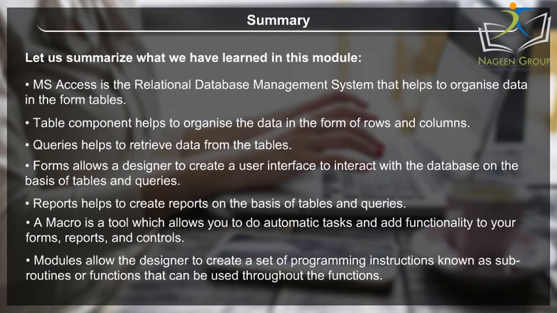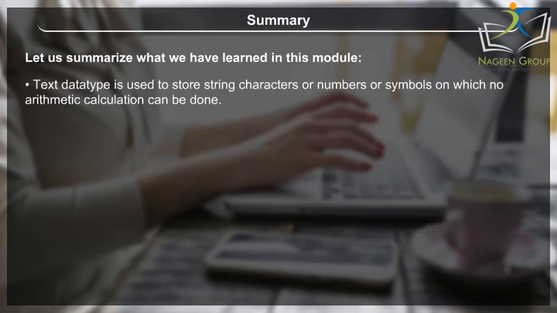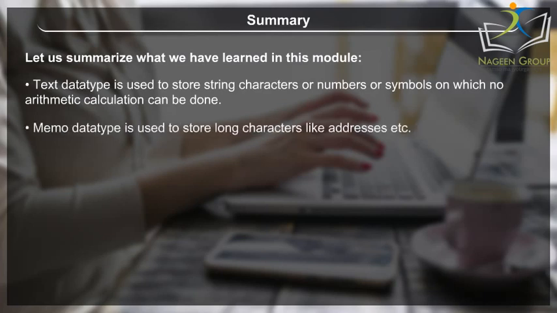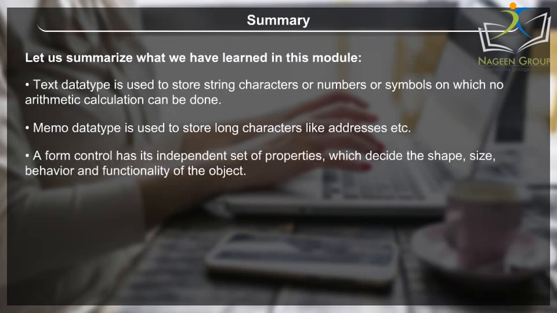Text data type is used to store string characters or numbers or symbols on which no arithmetic calculation can be done. Memo data type is used to store long characters like addresses, etc. A form control has its independent set of properties which decide the shape, size, behavior, and functionality of the object.